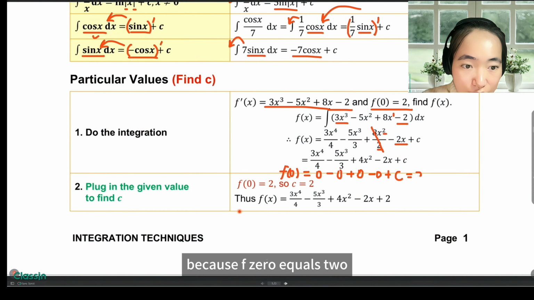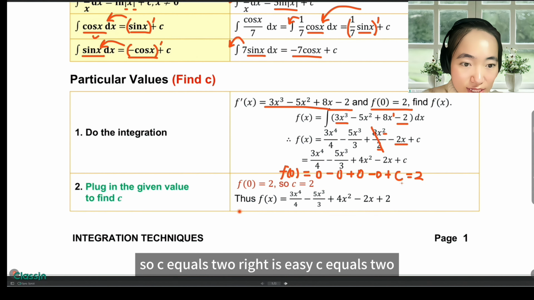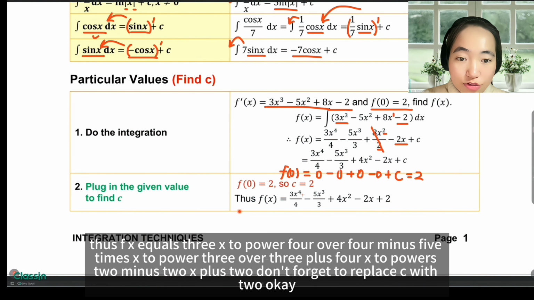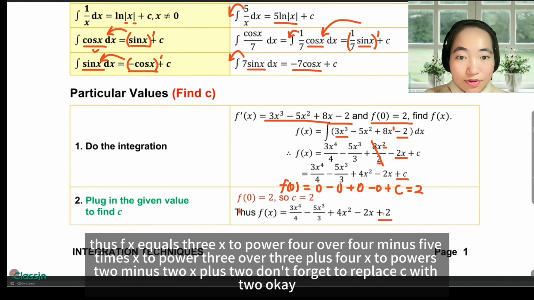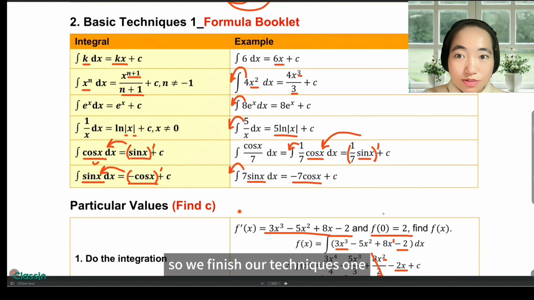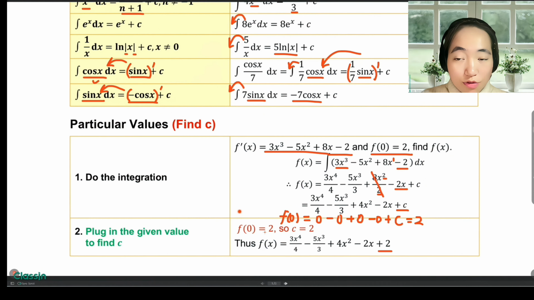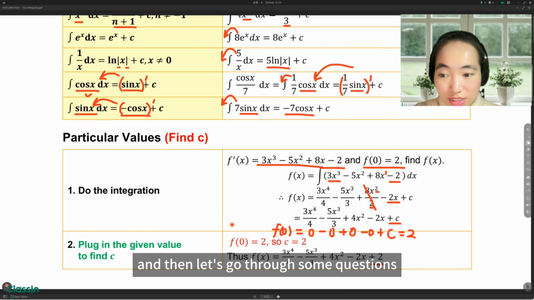Plus c equals what? Equals 2. Because f(0) equals 2. So c equals 2, right? It's easy. c equals 2. Thus, f(x) equals 3x to the power 4 over 4 minus 5 times x to the power 3 over 3 plus 4x to the power 2 minus 2x plus 2. Don't forget to replace c with 2. Okay, so we finish our technique 1. And then let's go through some questions.